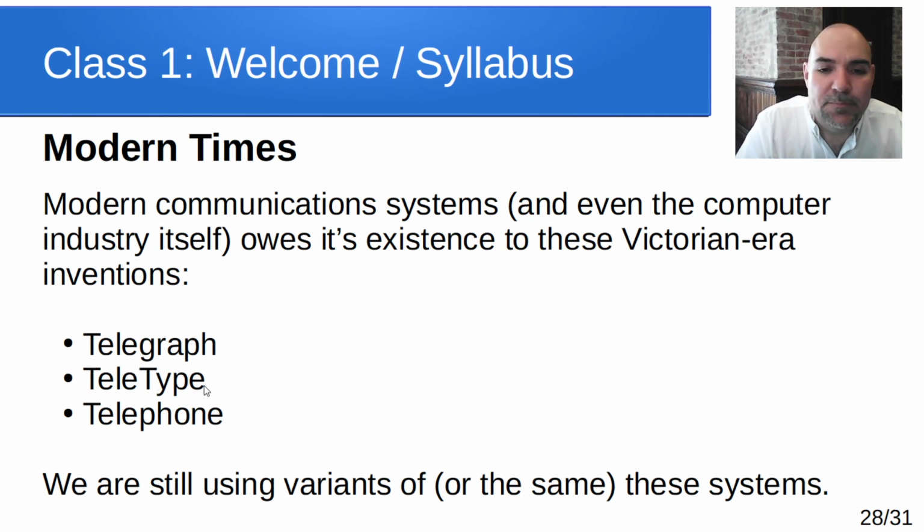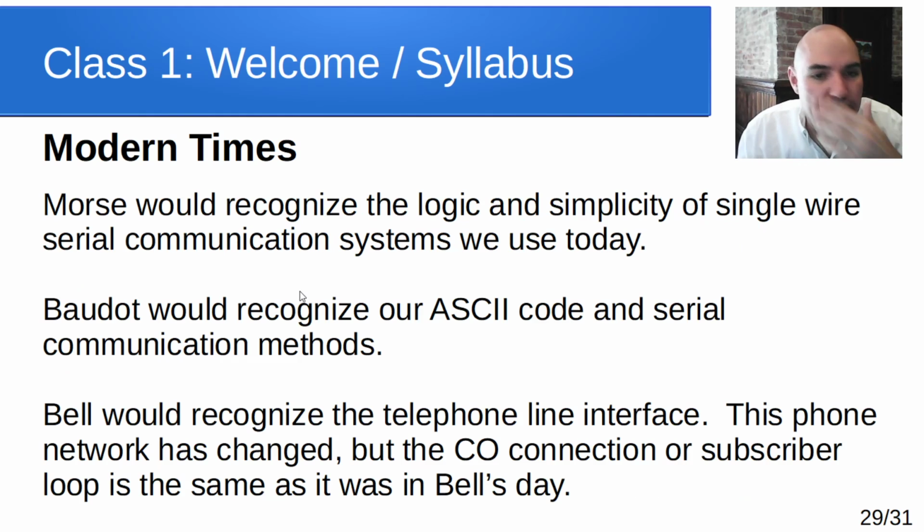As an example of those things that we owe our history to, is Morse. Samuel Morse would recognize the logic and simplicity of a single wire communication system we use today. He's like, well, we need a single wire communication system like a telegraph. Well, guess what you have when you're communicating information from one place to another place inside of your computer? Well, there are wires in there that have either their voltage or not voltage, just like the telegraph, communicating that. And a serial communication system that we use today would look a lot like that.